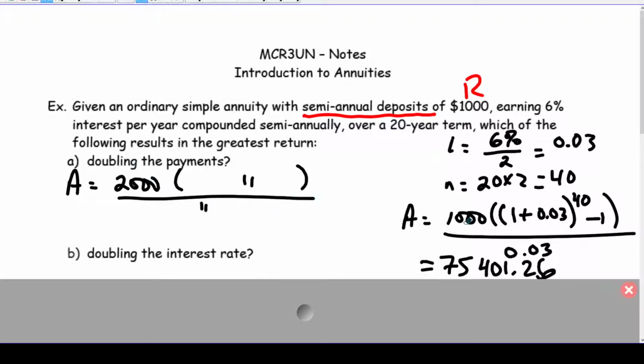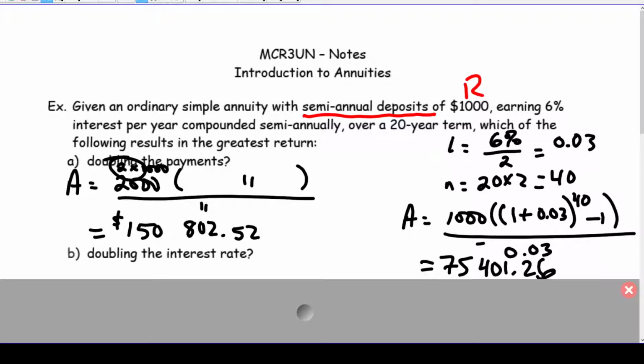The only thing that's different between the equation that we just did and this one is the fact that the 1,000 became 2,000. Well, if I write that as 2 times 1,000, which is what 2,000 is, now the only difference is there's a 2 times multiplying that entire equation. It's the exact same equation, except 1,000 has been multiplied by 2. That means my final answer is just doubled, which I believe is $150,802.52. So it's just a doubling.